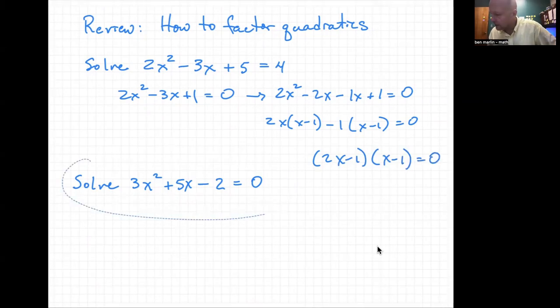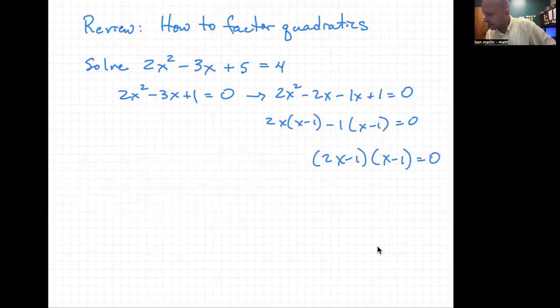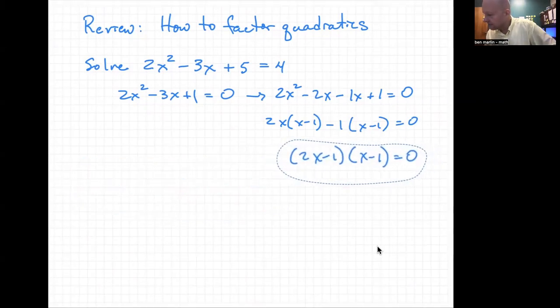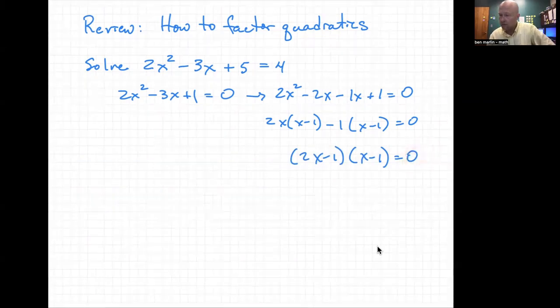I'm going to actually cut this and just put it on a different page. So once you have the two factors equal to 0, this doesn't work for anything else on the right-hand side other than 0.